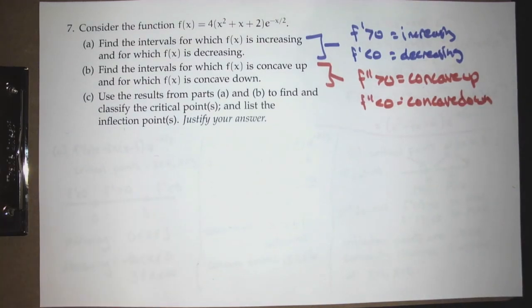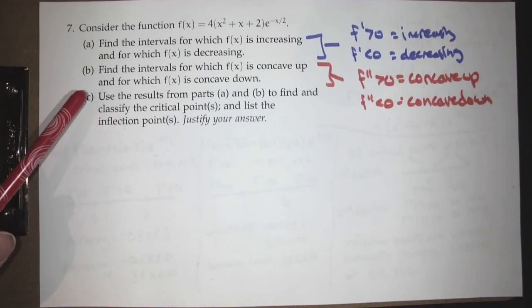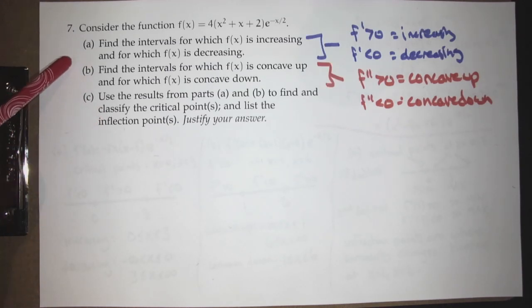And then part C says, okay, find and classify the critical points and list inflection points. So where do we look for critical points? We can use the first derivative. And this is looking like it's going to be a pretty straightforward function. So we're essentially saying, look for where the first derivative is 0.